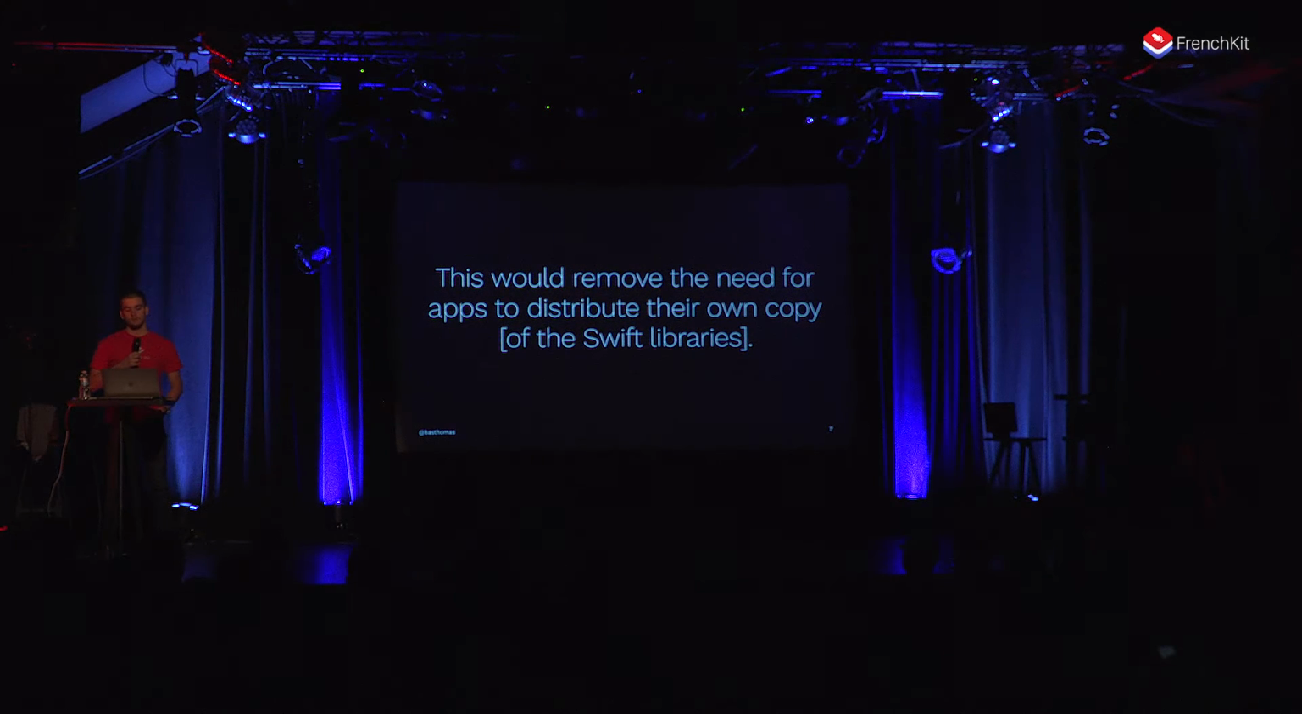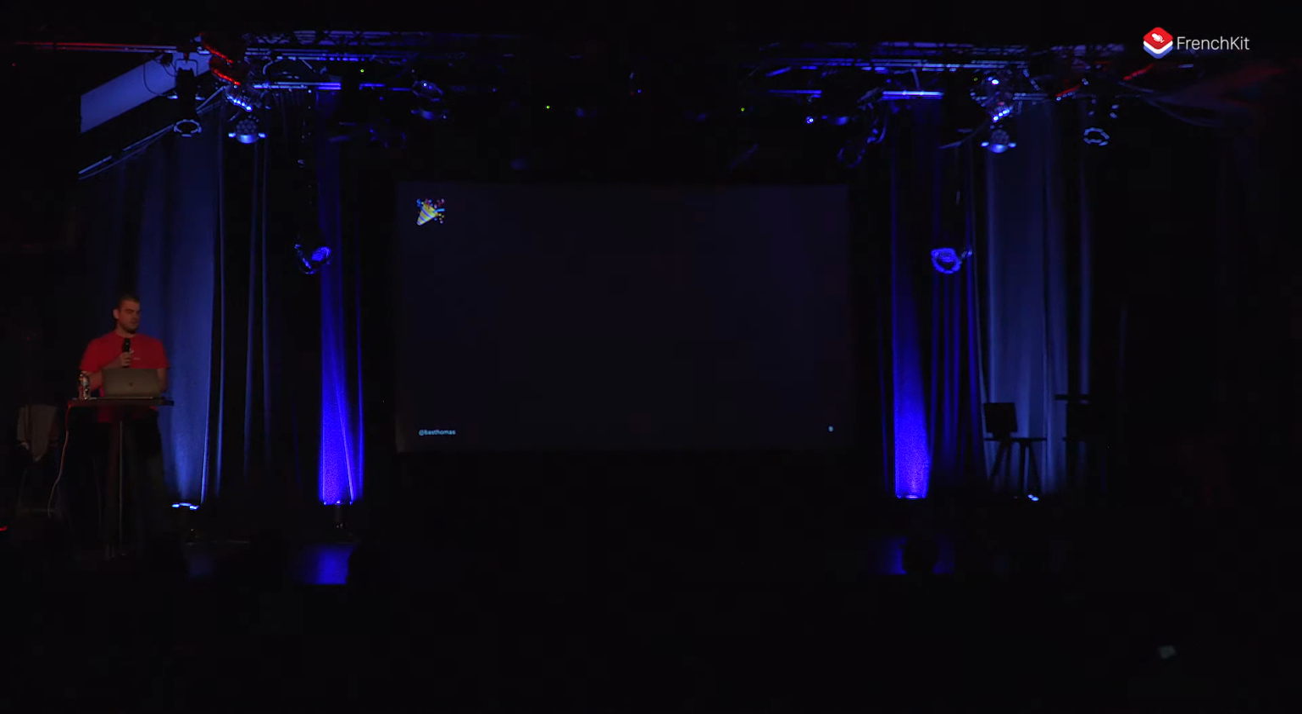Because this would remove the need for apps to distribute their own copy of the Swift libraries. And before you say, oh, what's that supposed to mean? Well, it basically means that you don't have this big app with 8 megabytes of Swift library files. And the users will be happy because your app will be smaller and the libraries will just be in the system. But before we get there, there are some requirements that Apple needs to tackle before we have API stability.